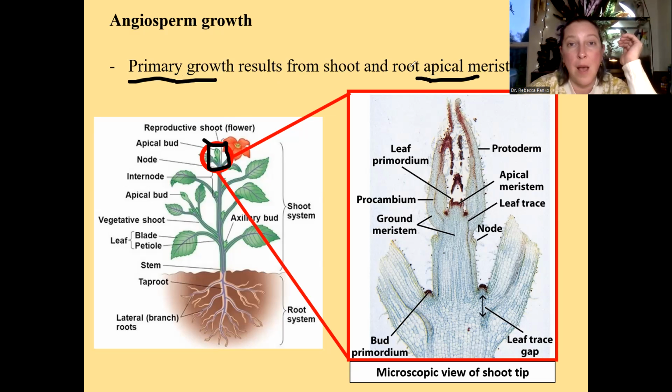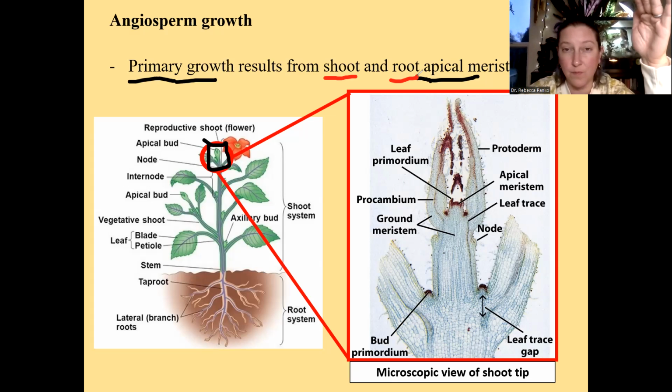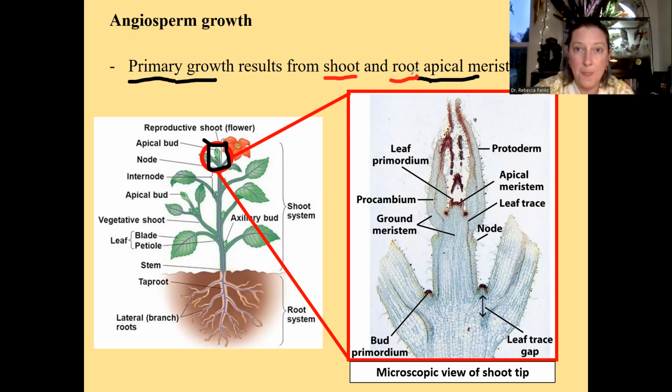Whether that apical meristem is in the tip of a shoot or the tip of the root, the primary meristems that the apical meristem makes are the same, and the primary tissues that those primary meristems make are the same.